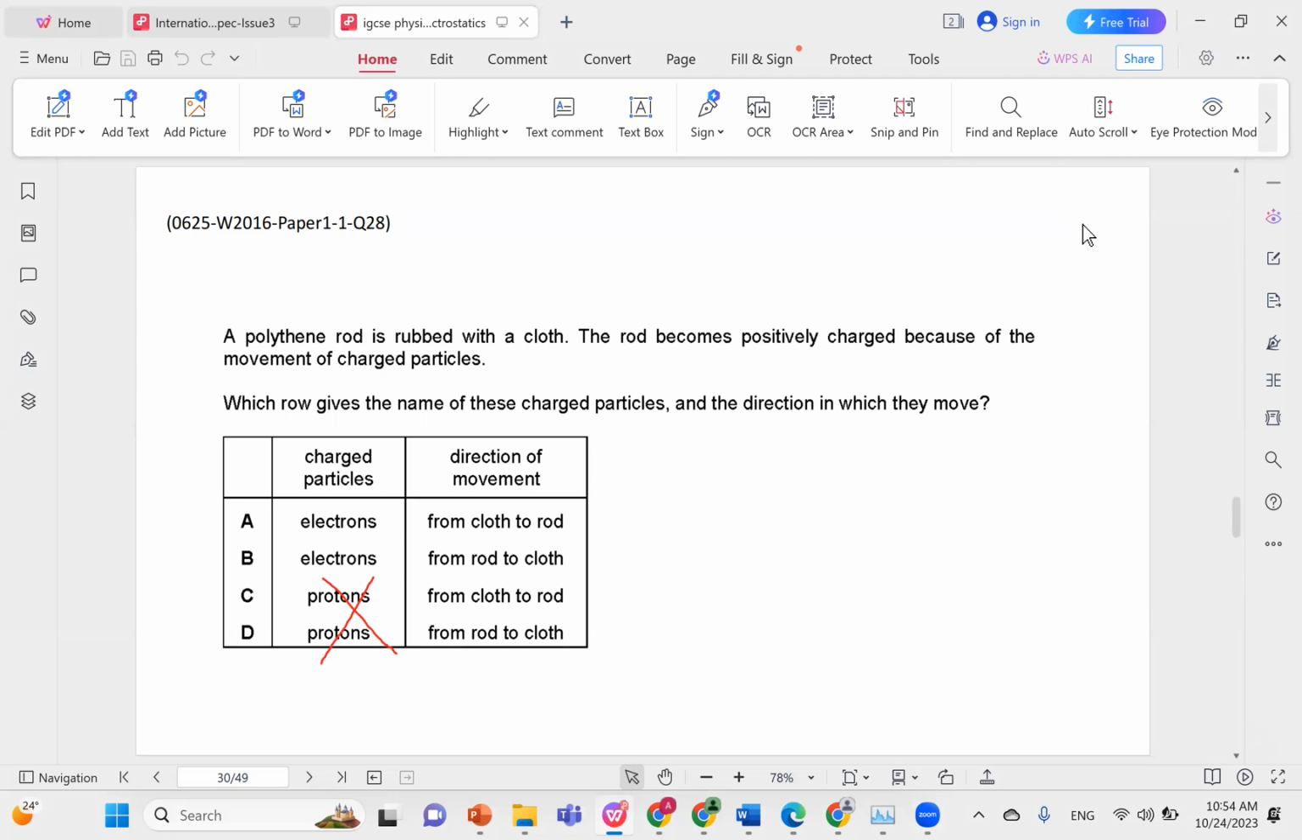The rod becomes positively charged, which means that it lost electrons. Positively charged means it lost electrons. So the electrons move from the rod to the cloth, and the correct choice here would be choice B.